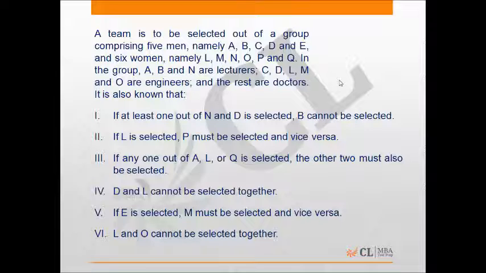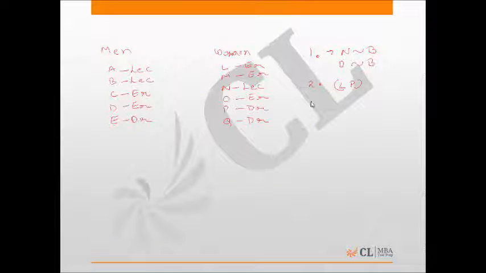Third, if anyone out of A, L or Q is selected, the other two must also be selected. That means the third statement is again the same. In this case, A, L and Q form a group in which if any one of these is selected, the remaining two have to be selected. Just see that L is selected in the group and we know that if L is selected, P must be selected. So this group will further expand to A, L, P and Q. So if any one of these 4 is selected, the remaining 3 have to be selected.